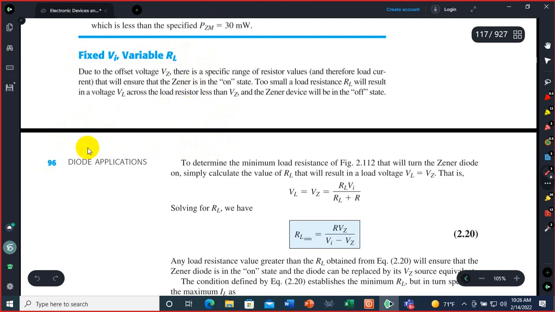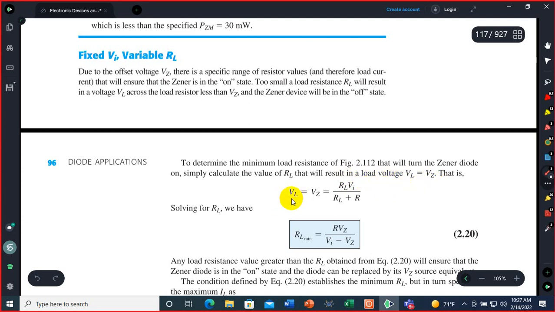So let's find the range, okay? Too small a load resistor RL will result in a voltage VL across the load resistor less than VZ, and the zener diode will be in the off state. So to determine the minimum load resistance that will turn the zener diode on, simply calculate the value of RL that will result in a load voltage VL equal to VZ. So we want to first calculate the minimum safe value of load resistance. Okay, so that's the technique.